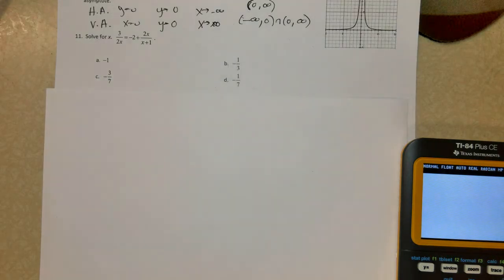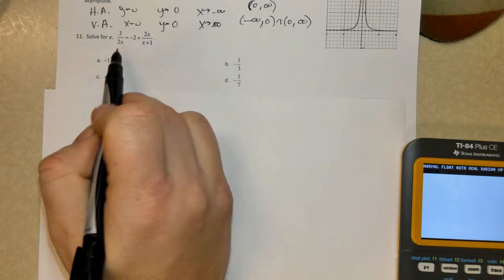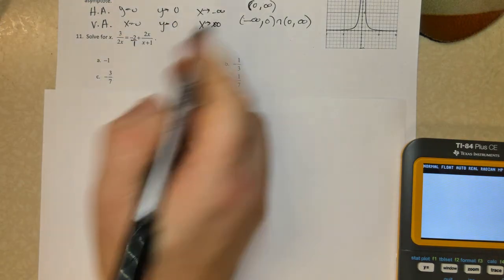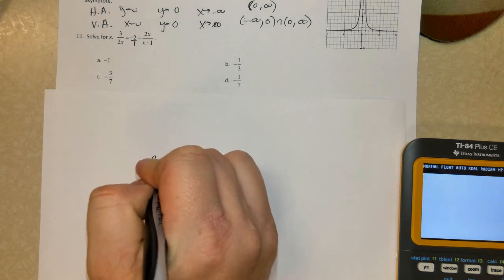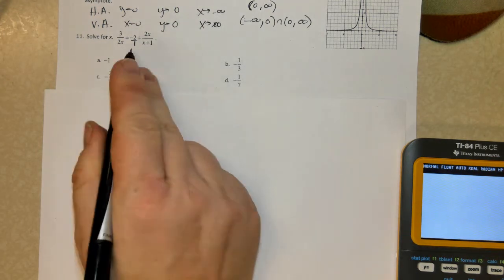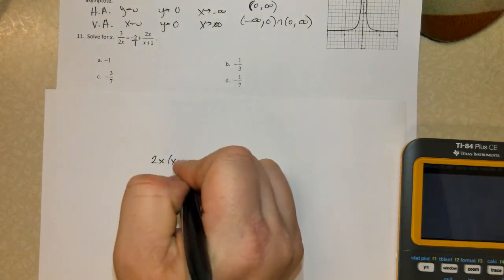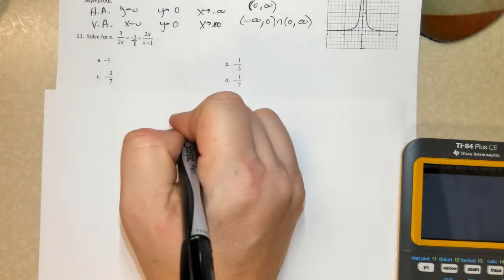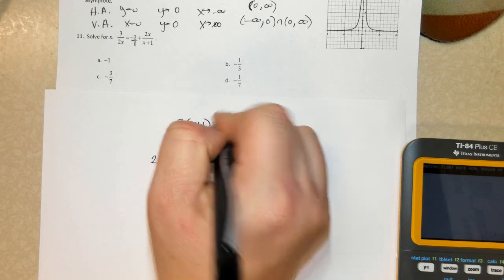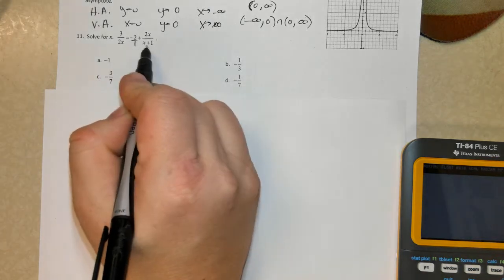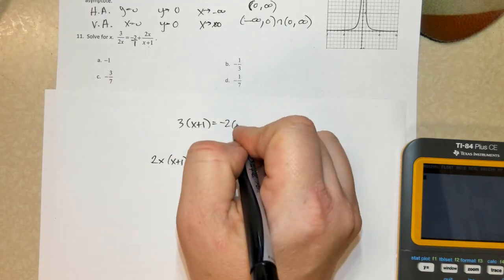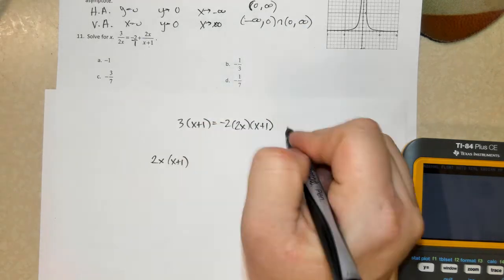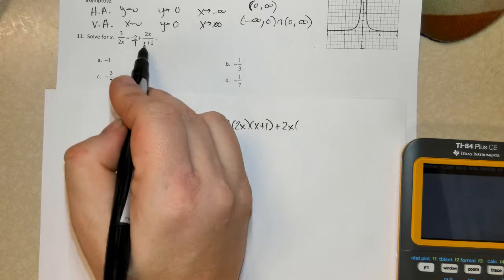Solve for x. Okay, so what's a good common denominator? I have a 2x, a 1, and x plus 1. I want them all to be 2x times x plus 1. I know 2x times 1 does not change it, and that means this value is missing x plus 1. So I have 3 times x plus 1 equals, this is missing both the 2x and the x plus 1, and the 2x in back is missing a 2x.